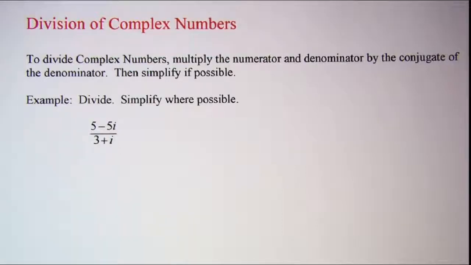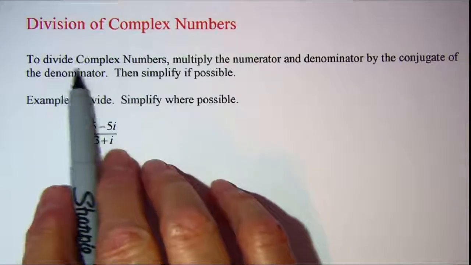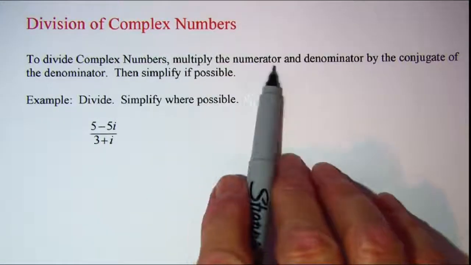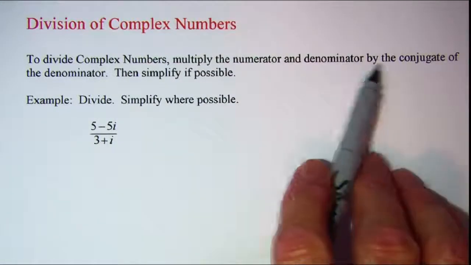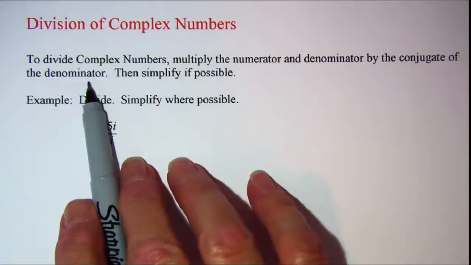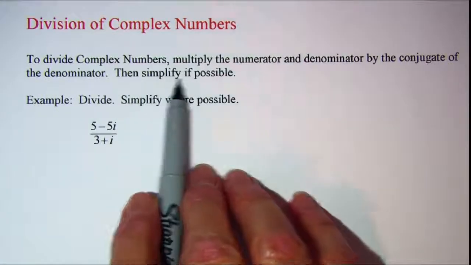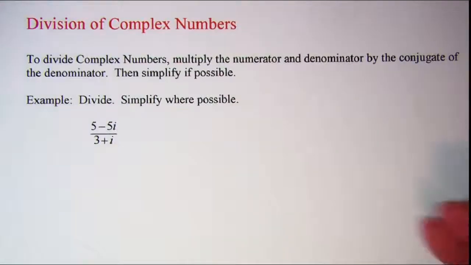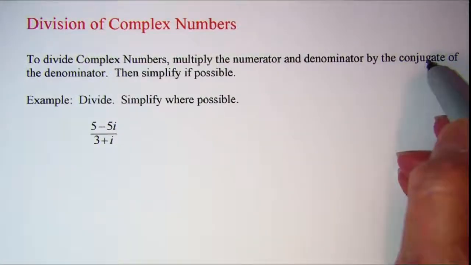In this video, we will be looking at division of complex numbers. To divide complex numbers, multiply the numerator and denominator by the conjugate of the denominator. Then simplify if possible. Let me talk to you a minute about conjugates.